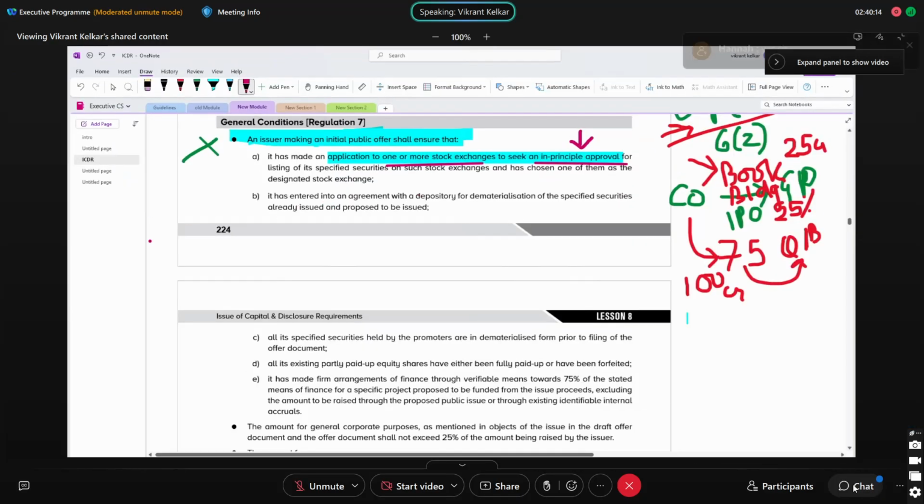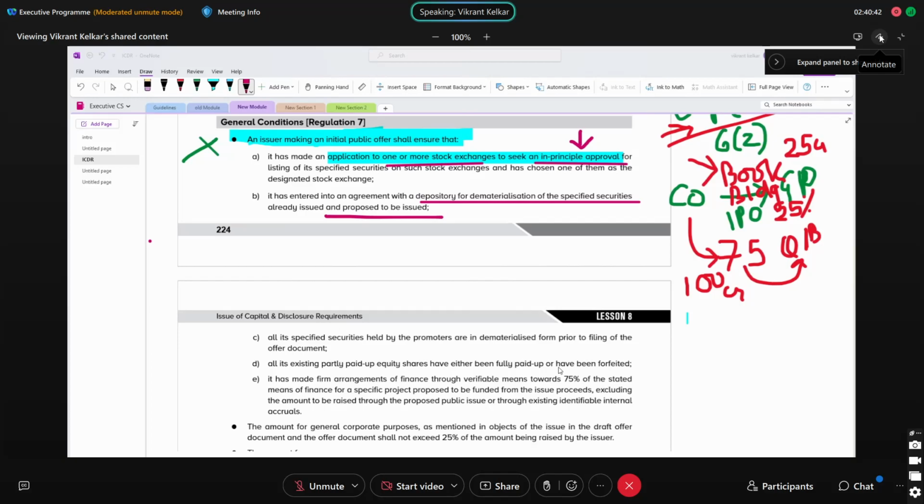It has entered into an agreement with a depository for dematerialization of securities. Means what? As per the new norms, the issue should be in dematerialized form. Physical share certificates are not to be issued to the shareholders, but instead electronic certificates should be issued. So you have to make an agreement with whom? The depository. Are you getting the point? So firstly, you should have an agreement with the stock exchange. Then you should have an agreement with whom?